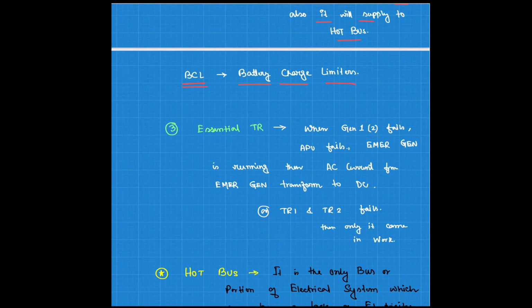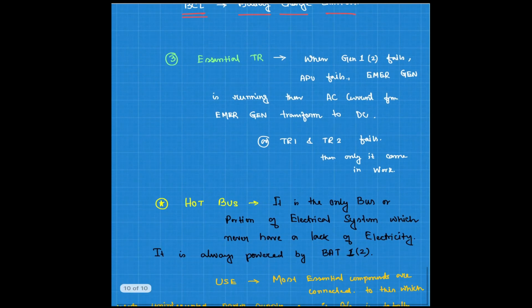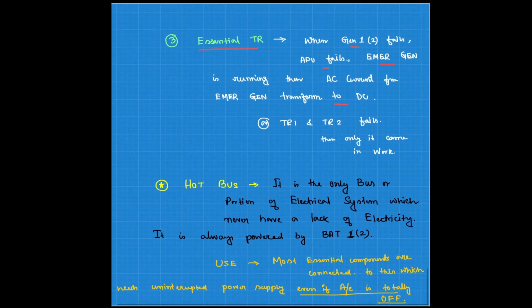Okay, so now the third thing is the essential TR. When generator 1 and generator 2 or the APU fail, the emergency generator is running. So the AC current from the emergency generator is transformed to DC. So if TR1 and TR2 both fail also, then the essential TR comes into the picture.